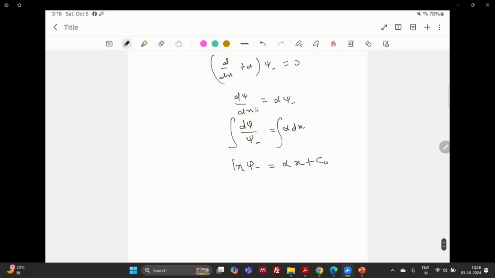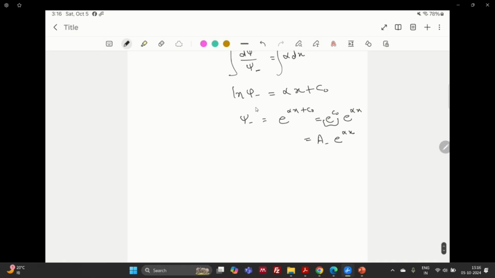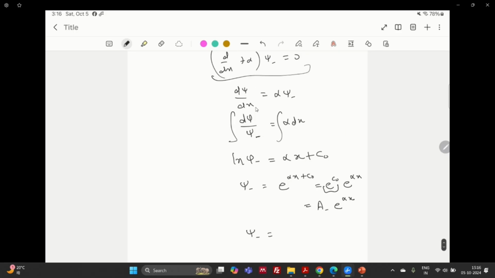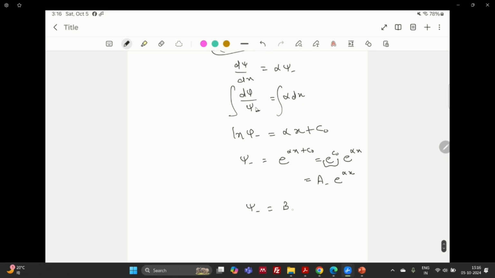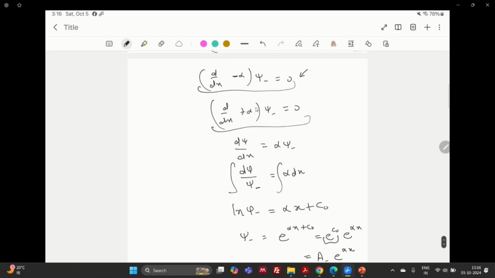And if you take the exponentials on both sides, what do you get? You get psi minus here and e to the power alpha x plus c naught. You can write it like e to the power c naught into e to the power alpha x. Let me call this some a minus e to the power alpha x. Similarly, you can also get the other solution from this, and you will get psi minus equal to some b minus e to the power minus alpha x, because when you take it on the right hand side, this will become minus.